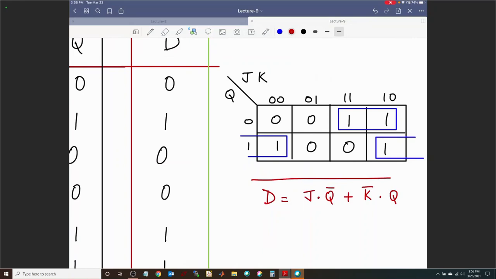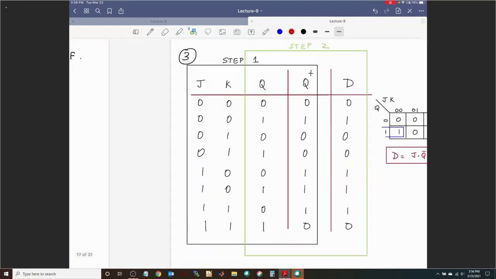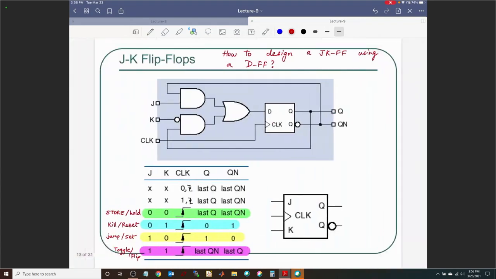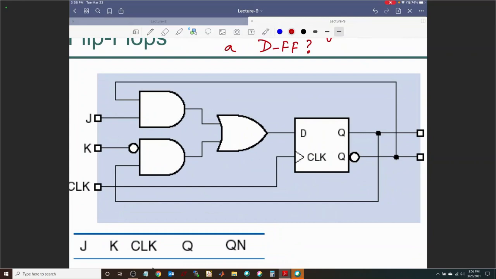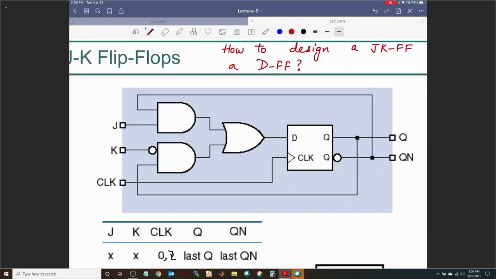I can also box this result up: J Q complement plus K complement Q. That's absolutely right. Let's go back here and see whether it makes sense. What is the logic expression over here? J and Q complement. What is the logic expression over here? K complement and Q. D equals J Q complement or K complement and Q. That's right.